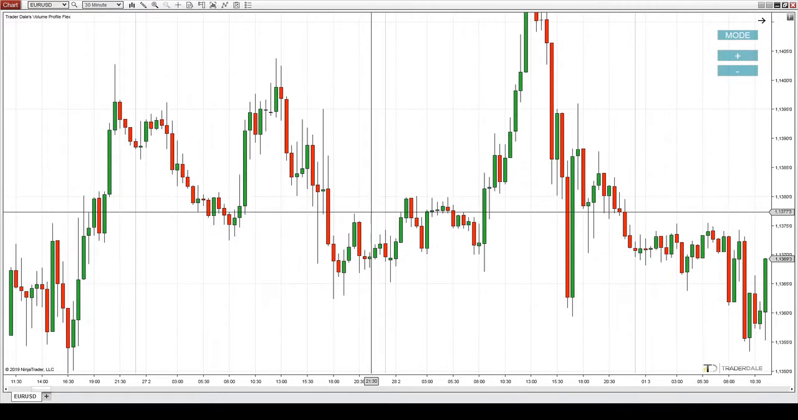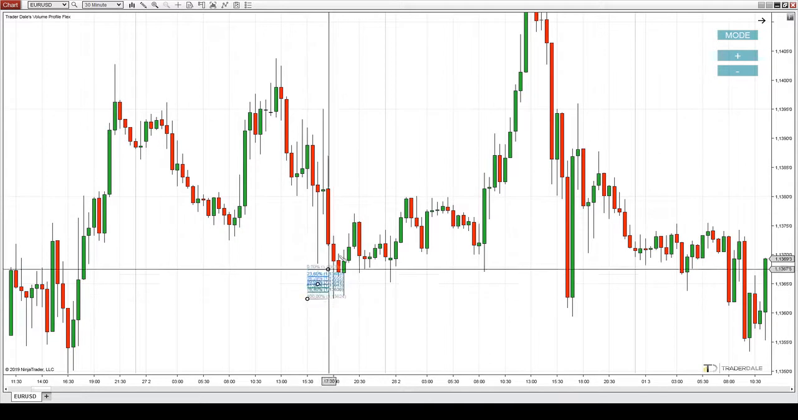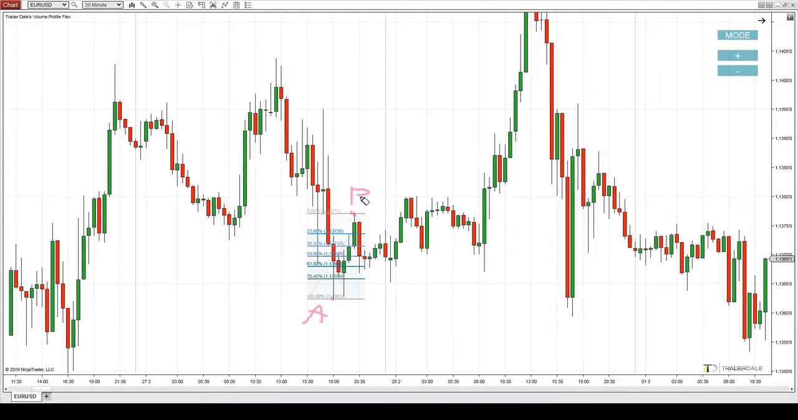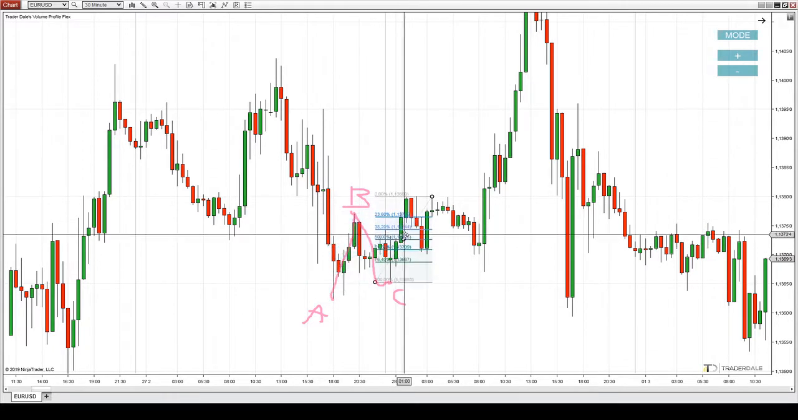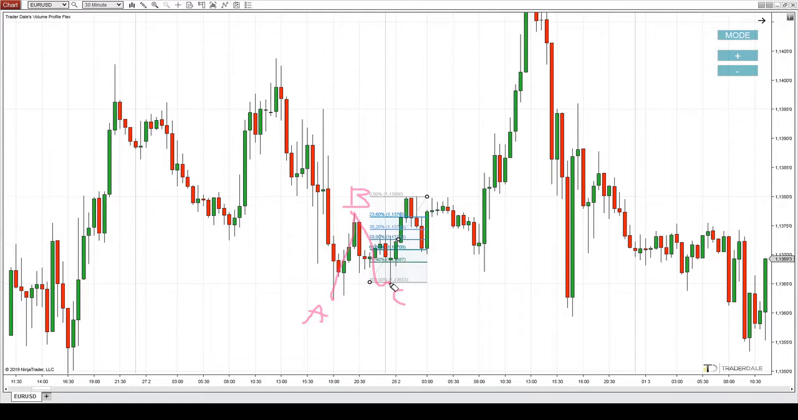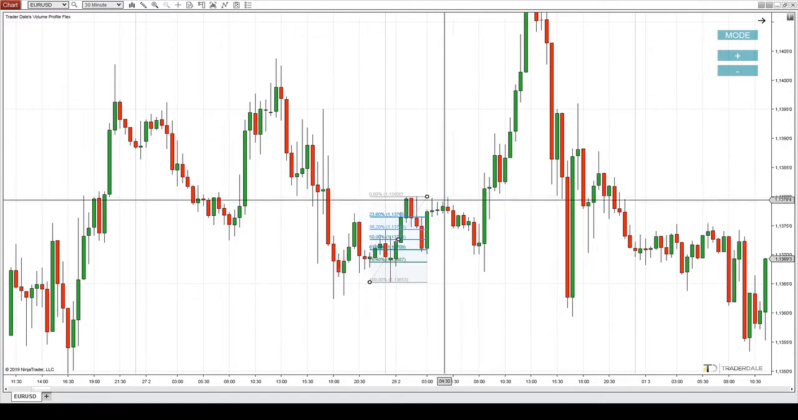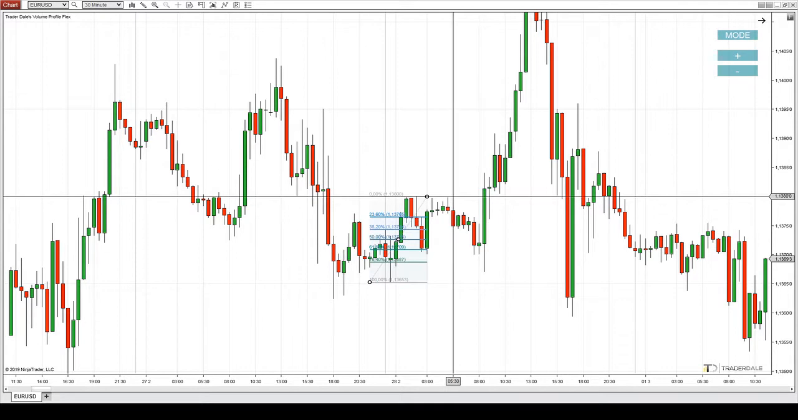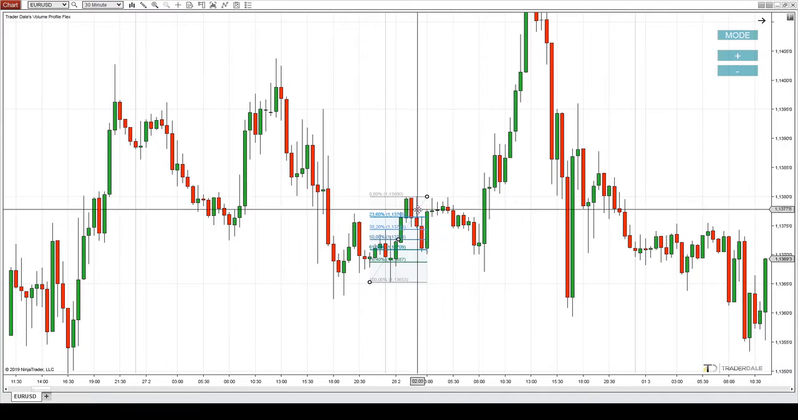This one is a small one, but still it's a valid one. This is A, this is B, this is point C, so A, B, C, and from C you go to D, this is D, and from there you go short. If you measure the distance, then this is a 10 pip distance, which is actually my standard profit target for the euro dollar. This is just 10 pips.